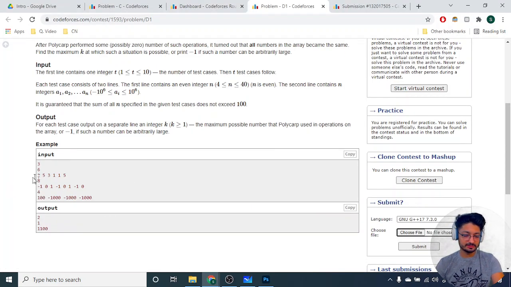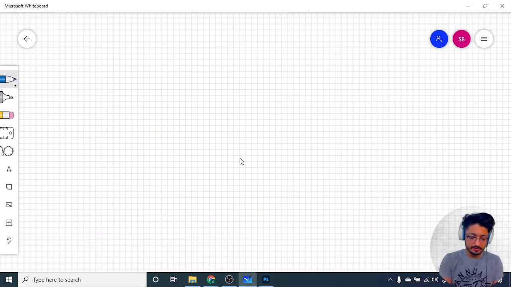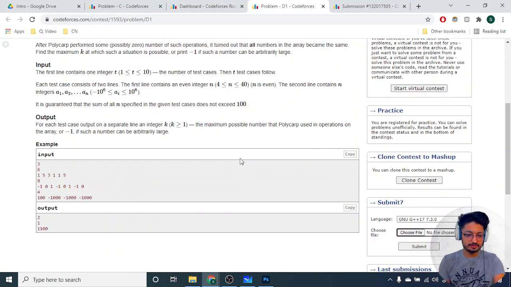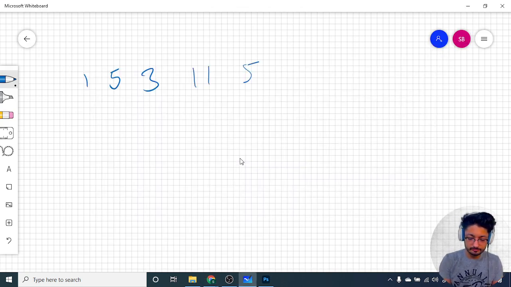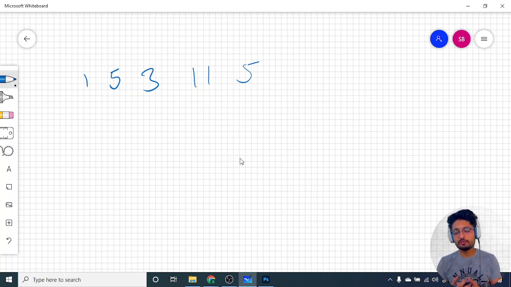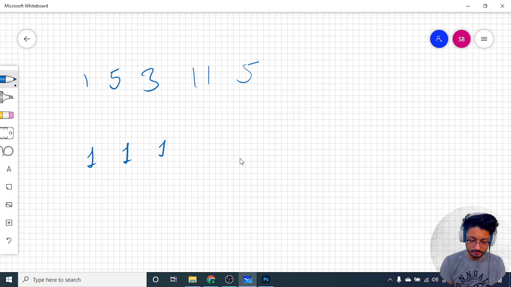Let us take this first example: 153, and then the next numbers are 115. So now you have to make all the numbers equal to the smallest number possible, that is equal to 1. Now what will be your approach? Your approach can be that I want to make all the numbers equal to 1 in this problem. So let's just sort them so that it becomes more clear to you.